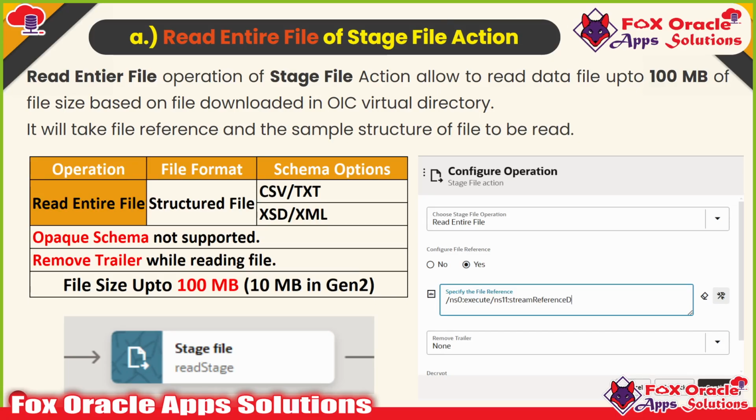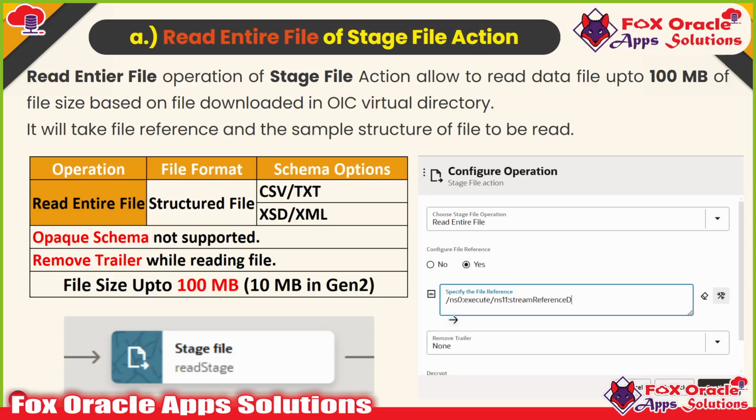The limitation in generation 2 was 10 MB of size only. For example, if we downloaded the file from the file server using FTP connections and now want to read its content, using the read entire file operation we can read a file up to 10 MB only in generation 2. But in our practicals and sessions we are going to follow OIC generation 3. In OIC generation 3 the size limit got updated to 100 MB. It means that if our file size is up to 100 MB, we can use the read entire file operation of a stage file and read the file from the OIC virtual directory.